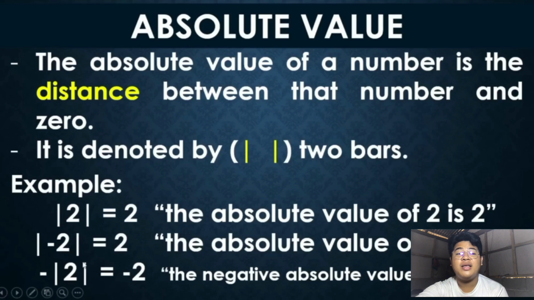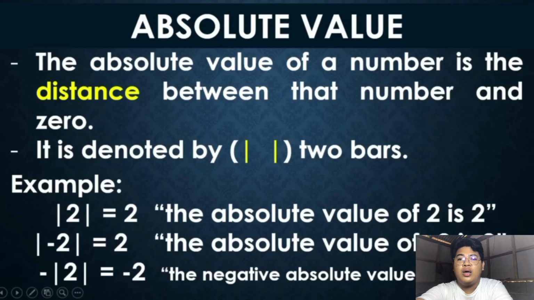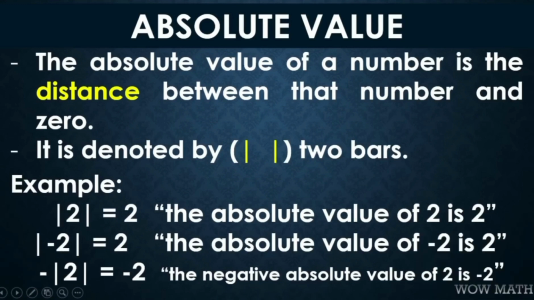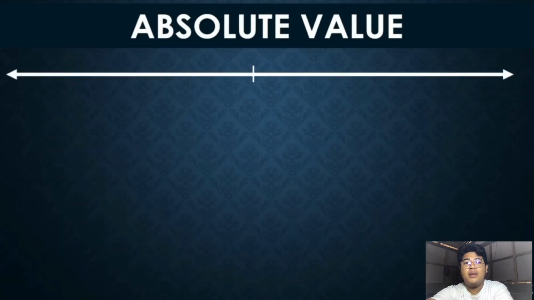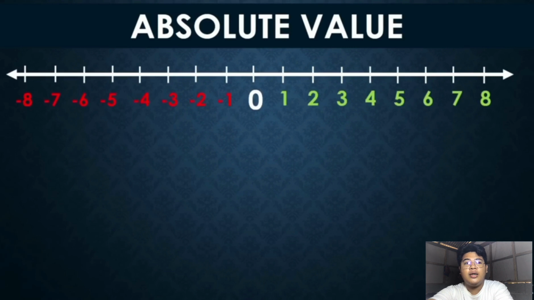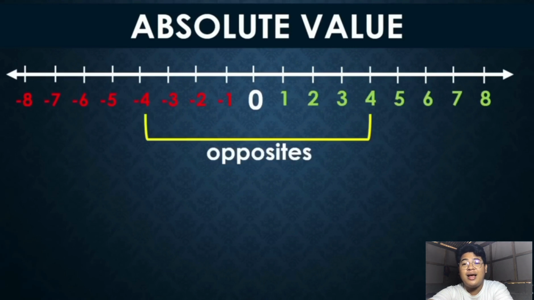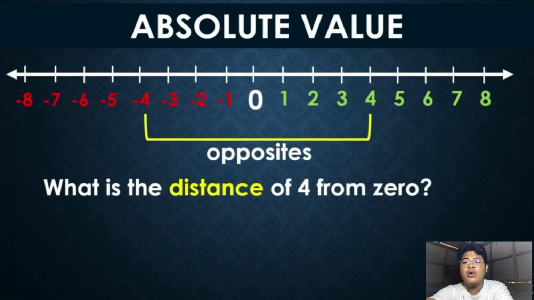So we have a negative sign on the outside of the absolute value. How do we read this? The negative absolute value of 2 is negative 2. This is the reason why we have the negative sign in the final answer, this sign. So now we have absolute value here for positive integers, negative integers, and 0.